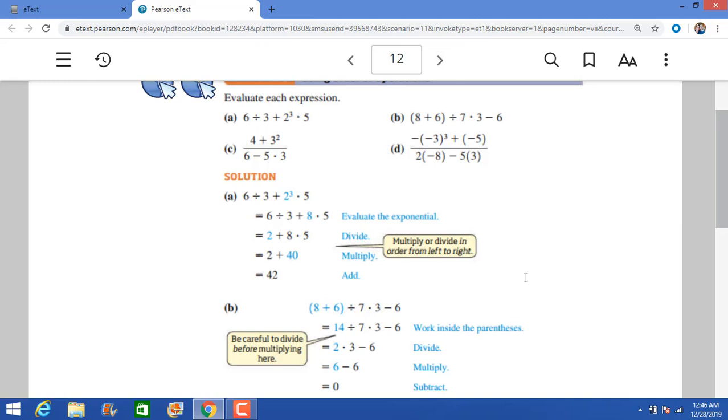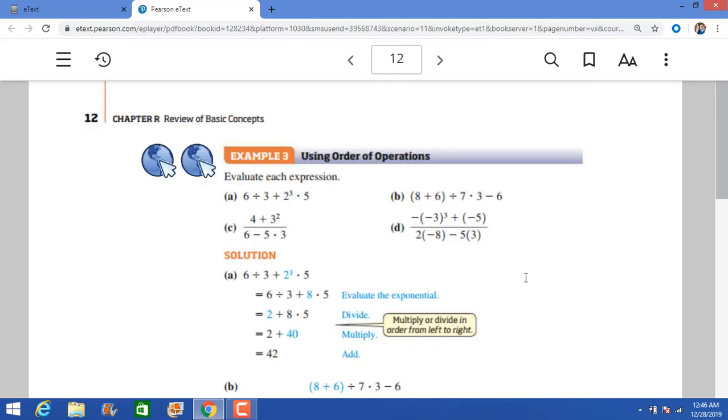Okay, so now here's an example where we want to use the order of operations. So part A. Again, always think of PEMDAS. P-E-M as in Mary, D as in David, A as in Apple, S as in Sam. PEMDAS. The order of operations is always parentheses, exponents, multiplication and division, again remember left to right, and then adding and subtracting left to right.